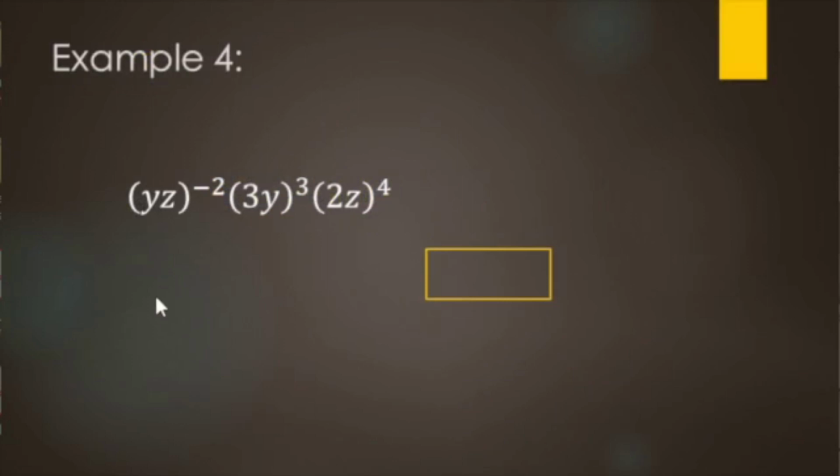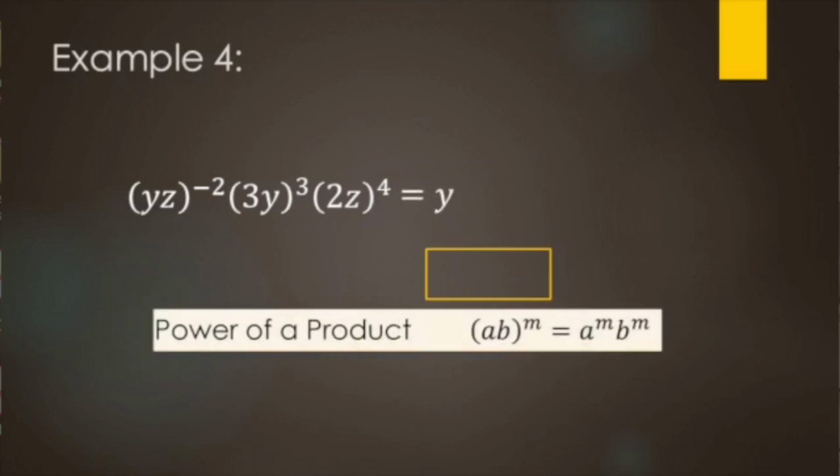So here we go with (yz)^-2 times (3y)^3 times (2z)^4. We're going to start out by using the power of a product property. So this negative 2 is going to go to the y, and it's going to go to the z. So that's going to be y to the negative 2 power. Then we're going to have a z to the negative 2 power.